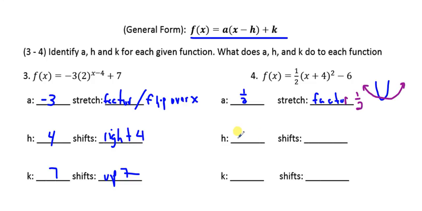H is -4, so we are actually going to go to the left 4. So to me it's always kind of the opposite of what you think. Think of -4 makes this parenthesis equal to 0, and that'll shift us. And then we're going to go -6 for k. So plus k, we're going to go -6, so that's going to go down 6. And that's all we do with these transformations. We stretch, we flip over on this one with the negative, we go right and left, and we go up and down.